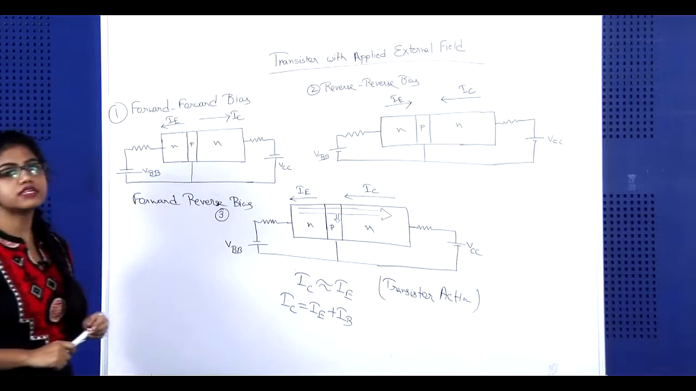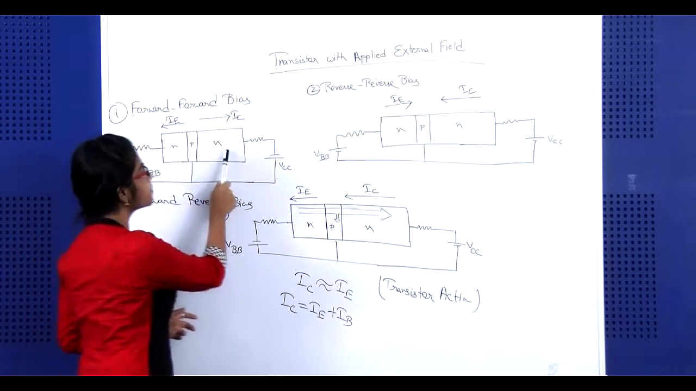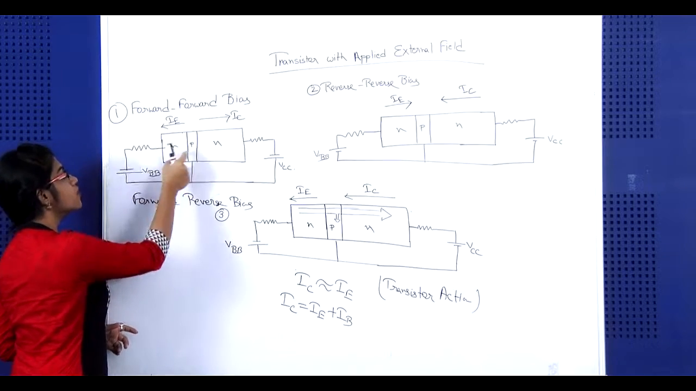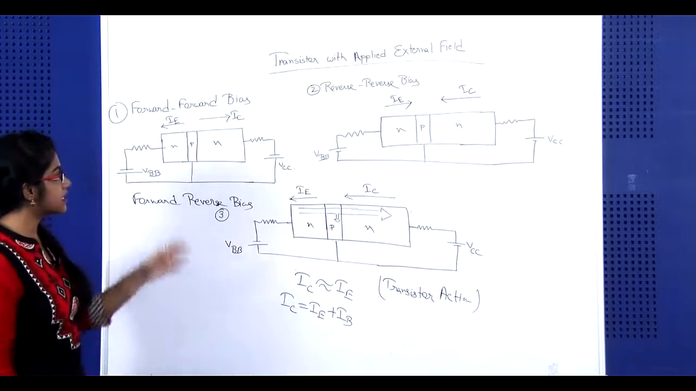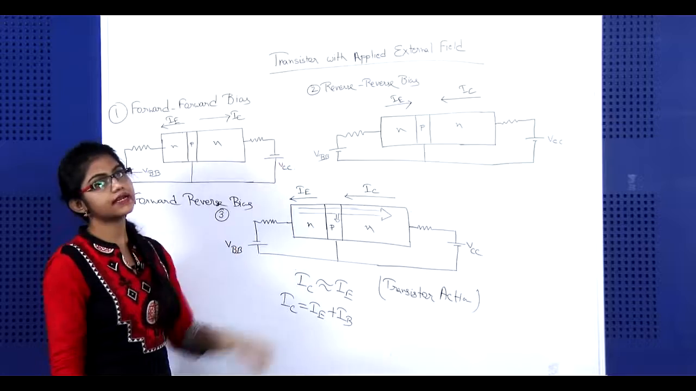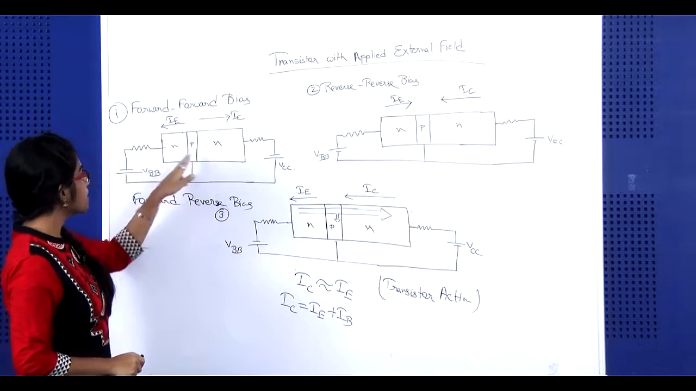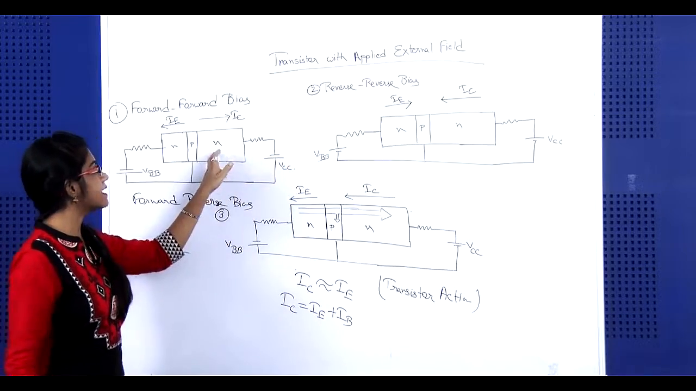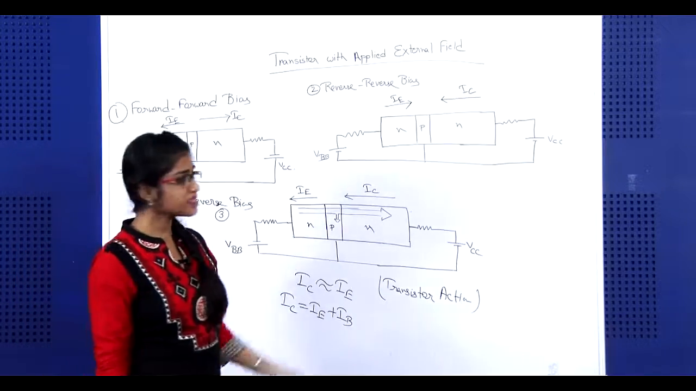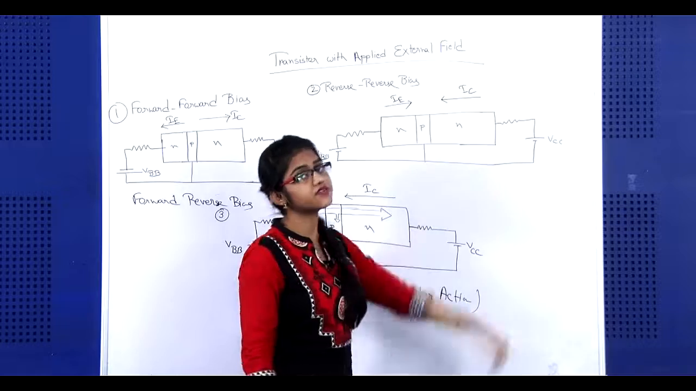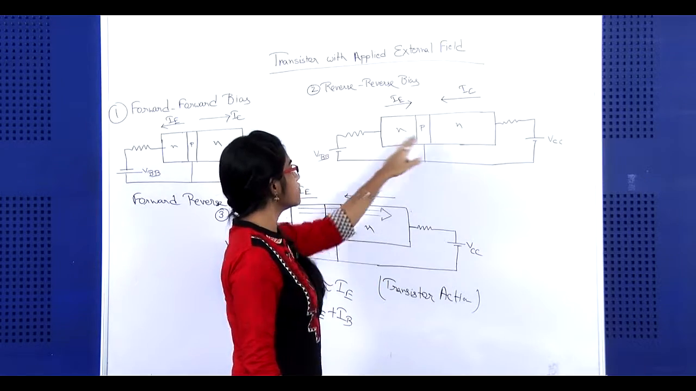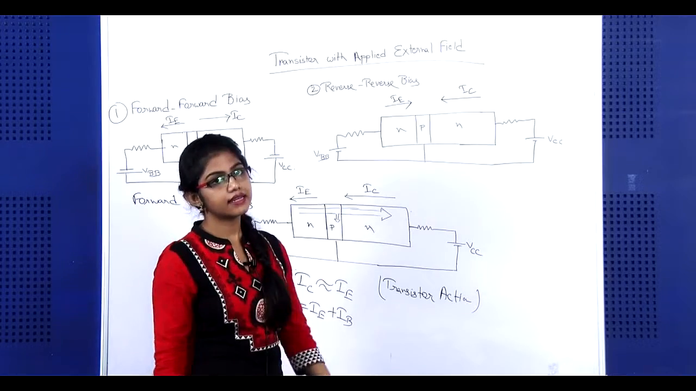Forward forward bias voltage means whenever we consider this NPN transistor, this first PN junction diode will be connected in forward bias condition and the second one will also be connected in forward bias. That means, P type is connected to the positive of the battery and N is connected to the negative one. In the same way, reverse reverse bias means this N type will be connected with the positive and P type will be connected to the negative side.